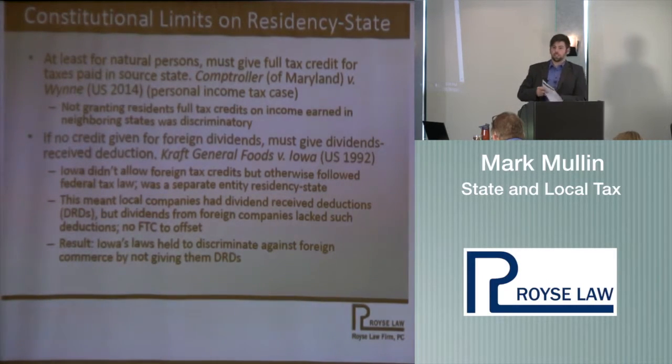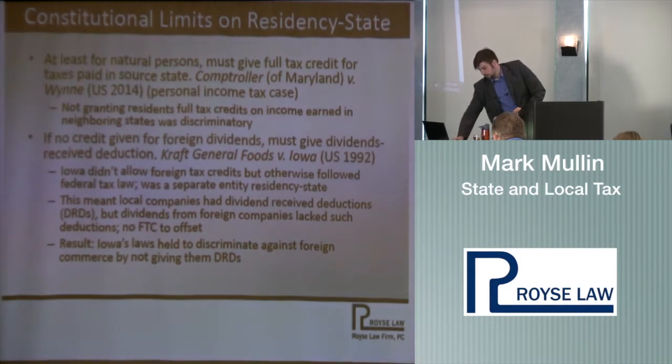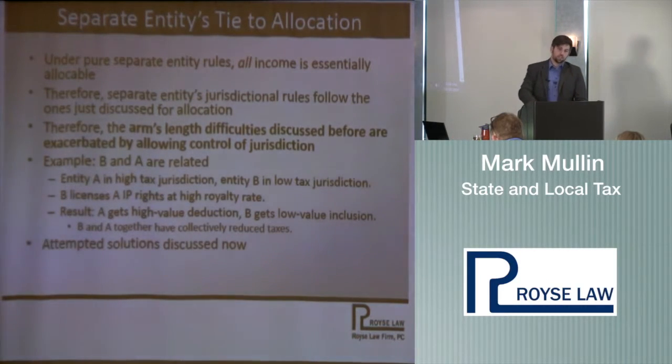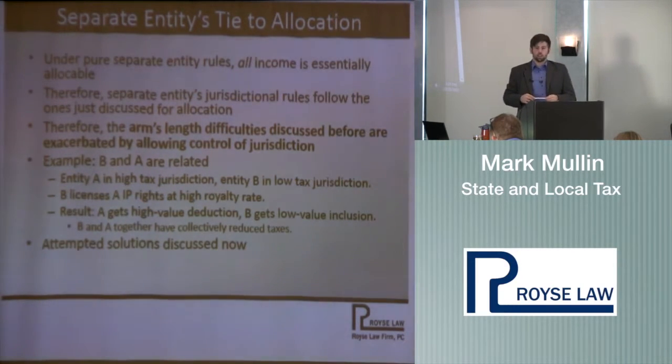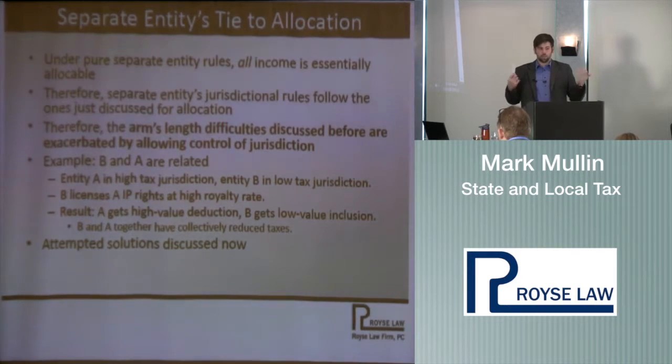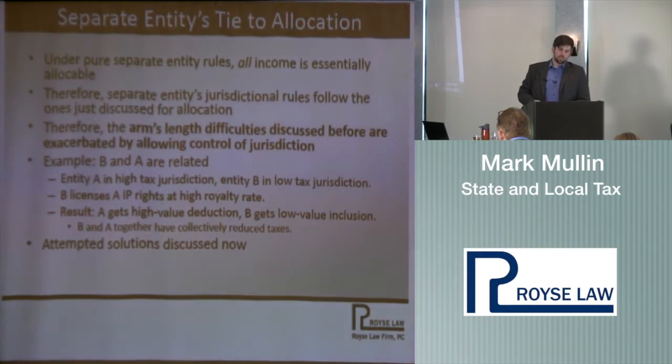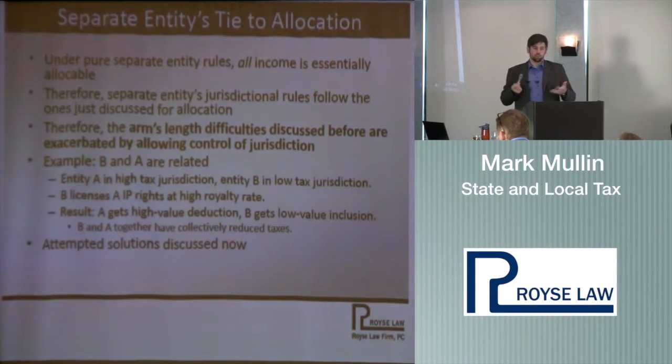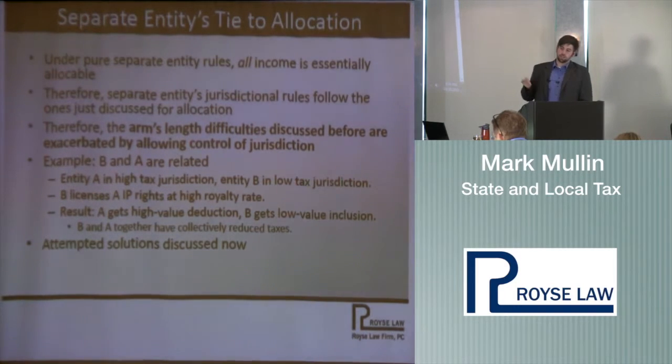It was held to be discriminatory against foreign commerce, even though it was all Iowa was doing for the most part, following the federal tax law. So as I mentioned earlier, there's that separate entity approach and the unitary business approach. Separate entity accounting is very deeply tied to allocation. I don't think there's necessarily a lot of benefit in keeping them separate in your mind, but basically the separate entity approach and the allocation approach use the same sort of jurisdictional sourcing rules. Because these two are so closely linked, the sourcing rules I discussed for allocation also exacerbate the arm's length problems that I discussed earlier for separate entity taxation.